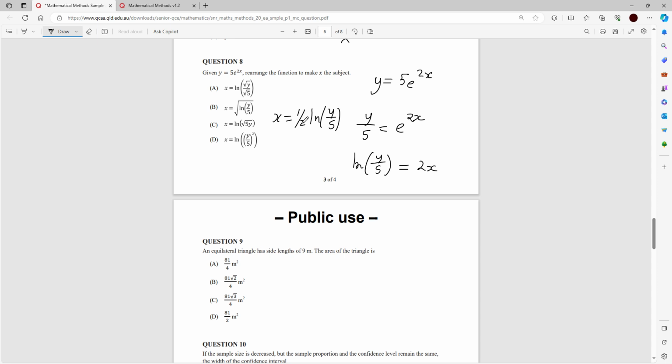Since we have this number here, we can bring it inside the log as an exponent. So we have x is equal to natural log of y over 5, to the power of a half. If I distributed that, it'd be the square root to each of them. So we can see that's incorrect, that's incorrect, that's incorrect, that is the only one that's correct. Ta-da!